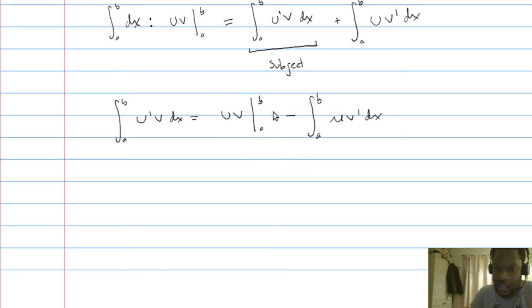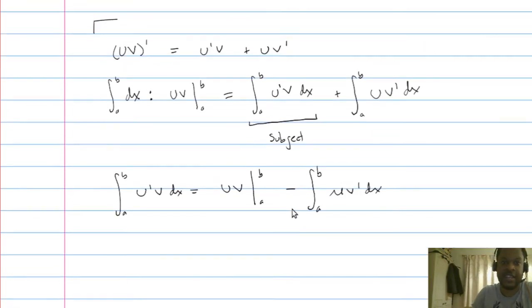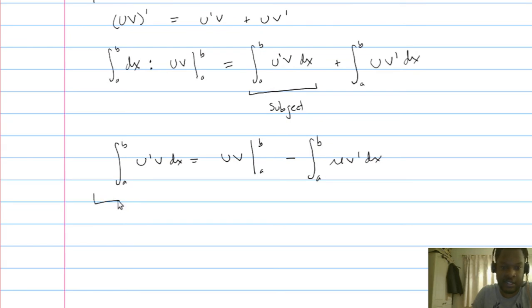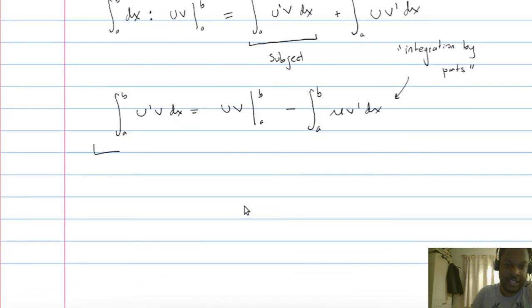So you can see what's happened here. We have some constant here, which we evaluate based on these functions u and v, and we swap the differentiation. We're no longer differentiating u, we're differentiating v instead. So this here is what we call integration by parts.